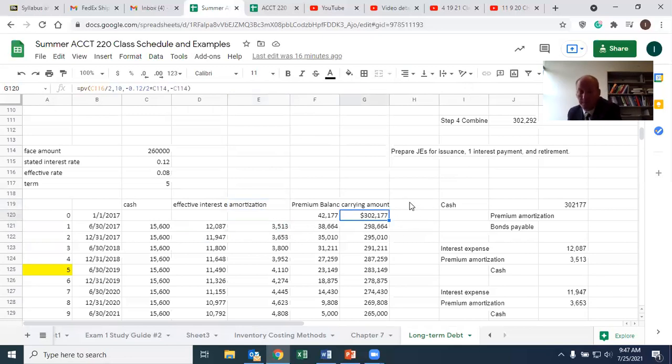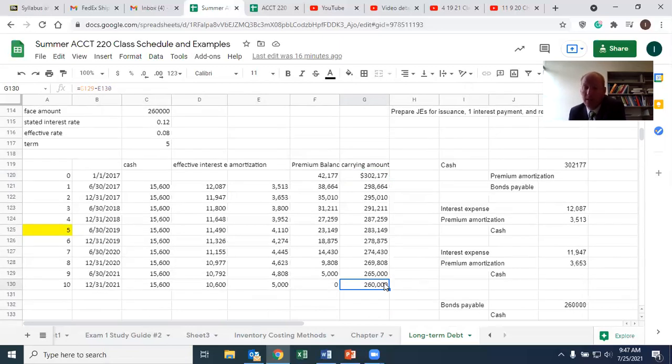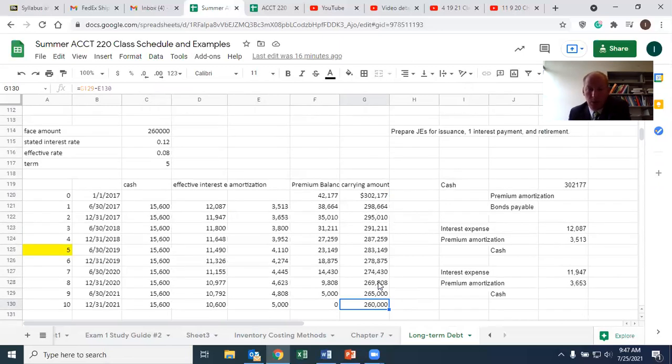So our carrying amount starts greater than the face amount, right? That's because we receive more money. And then it will always go toward the face. So if it's a premium, it's greater than the face, but it'll drop down, drop down, drop down till it gets to the face. If it's issued at a discount, which I'll post a discount example too, then it'll start below the face. So it'd be like 250,000 and it would go up and up and up, okay?